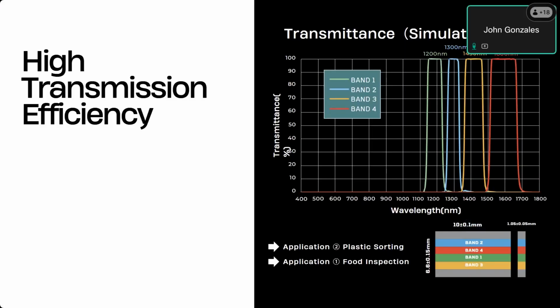High transmission efficiency. These filters are engineered for optimal light transmission, ensuring clear and precise spectral data collection and minimal signal loss. So you can see on the screen for band 1, 2, 3, and 4, the transmission is extremely high, which will help with any kind of sorting, like plastics or food inspection in these applications.